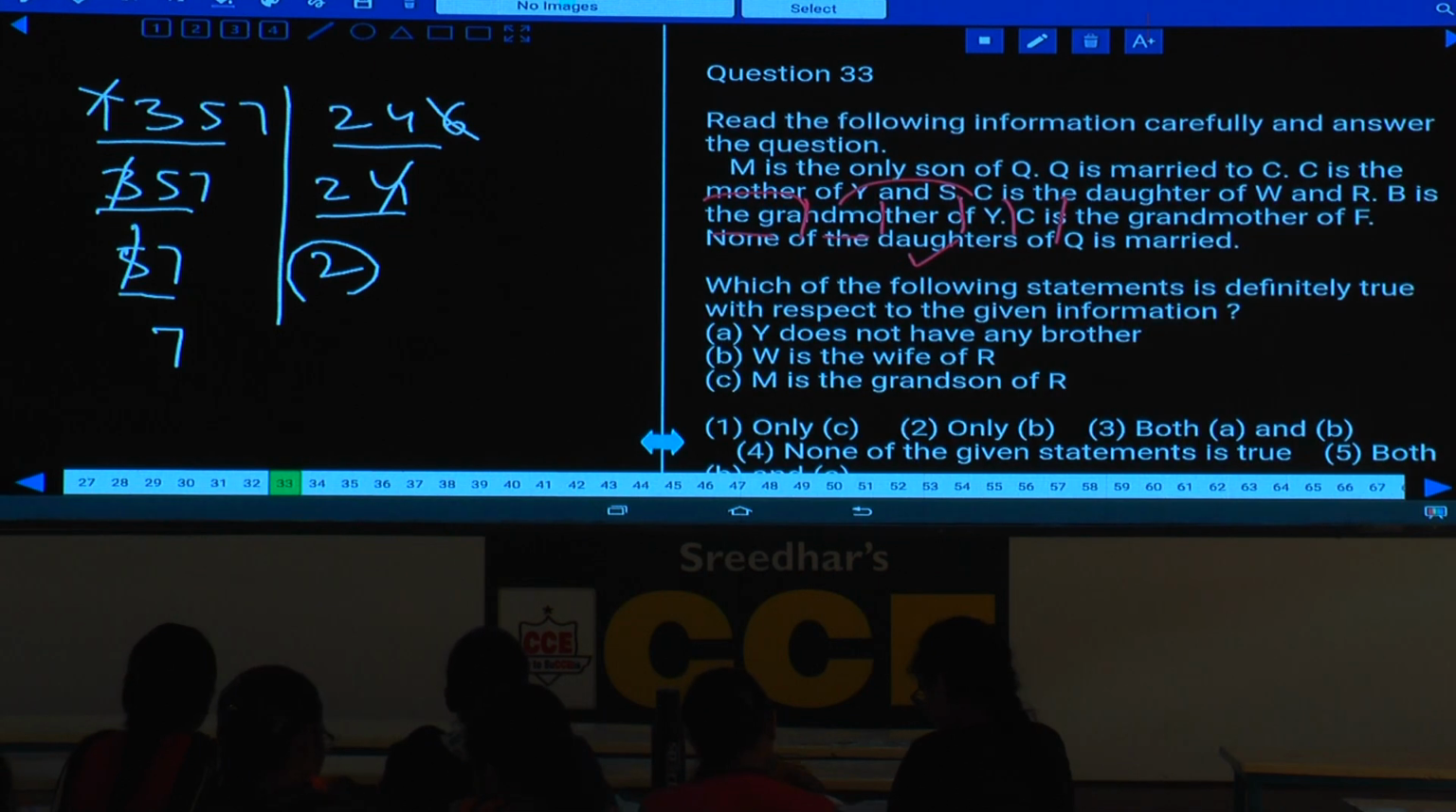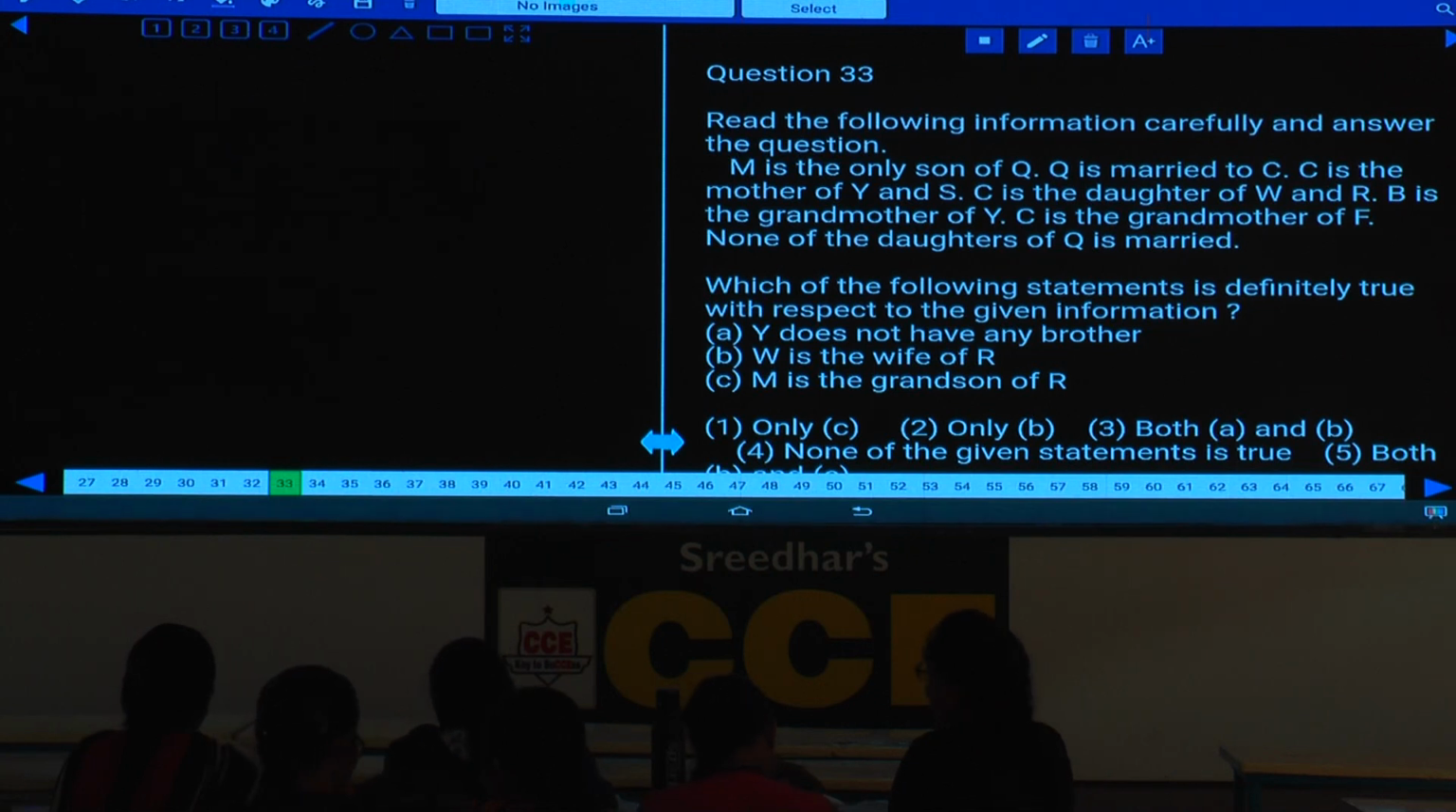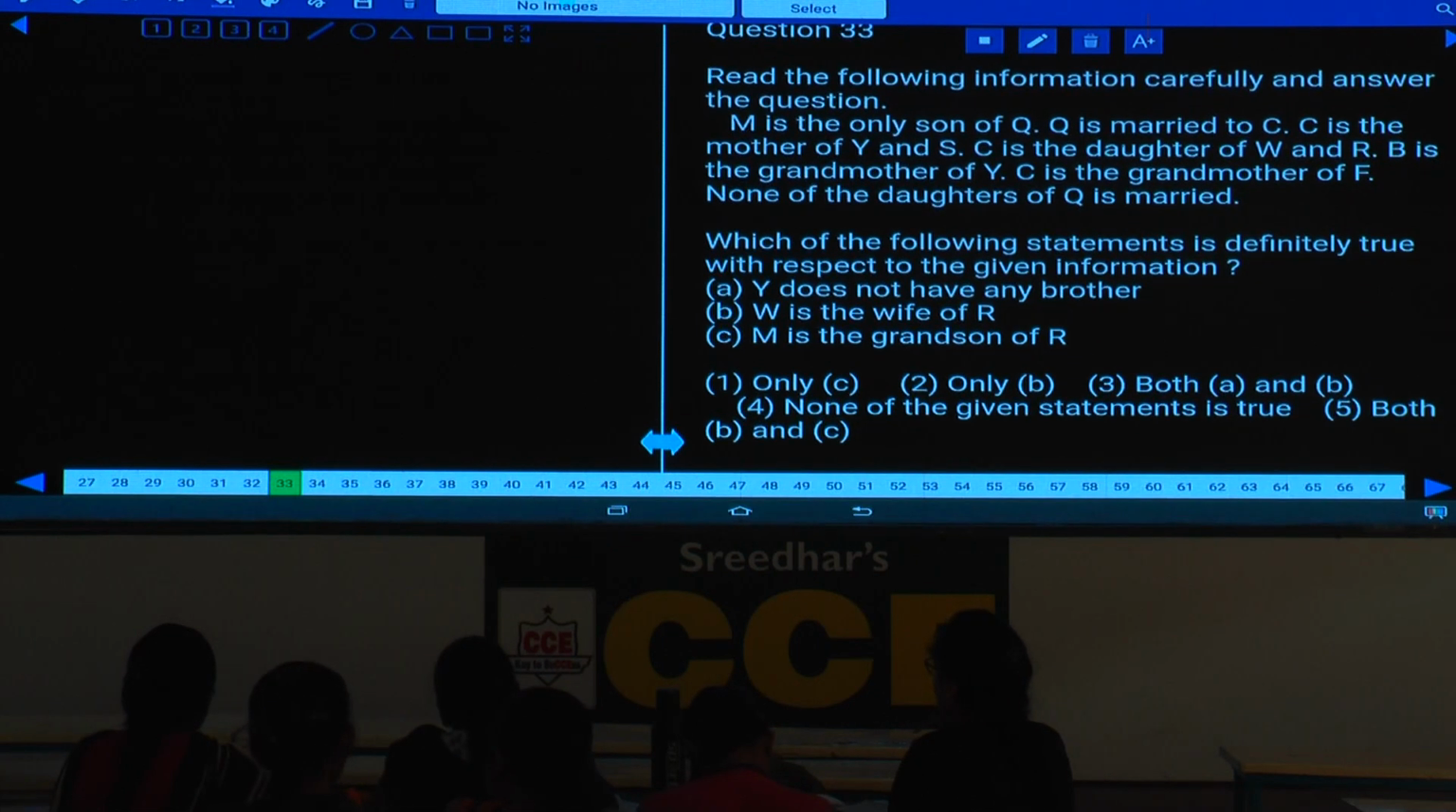Then question number 33 onwards, 33 to 35, these 3 questions are based on blood relations. Now in this one, M is the only son of Q. M is the only son of Q doesn't mean that Q is having only one child. Q can be having n number of children, out of which M is the only son. M is the only son of Q can be written like this.